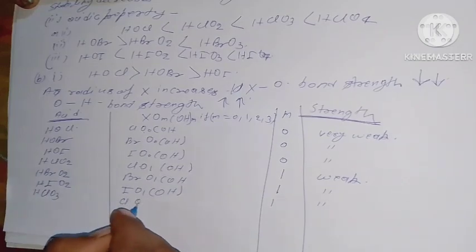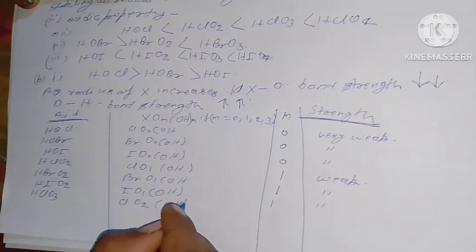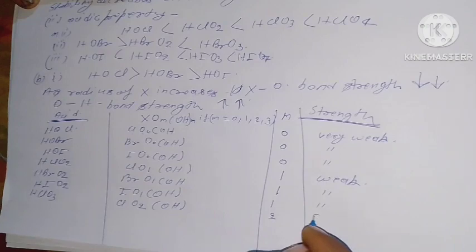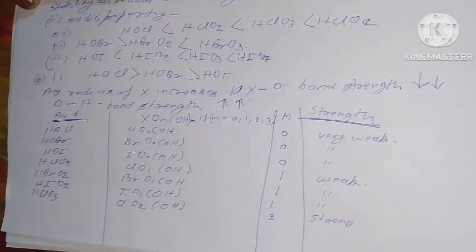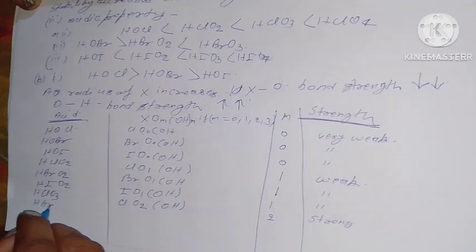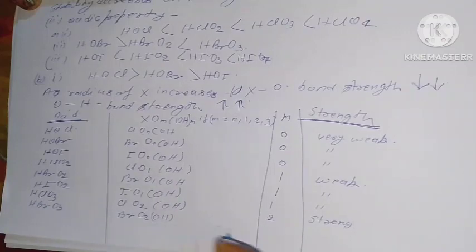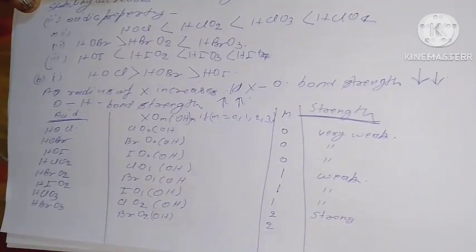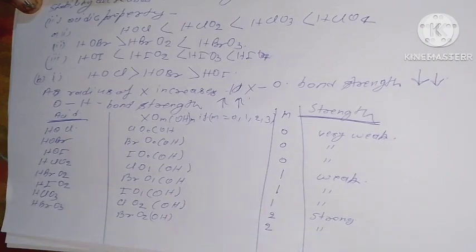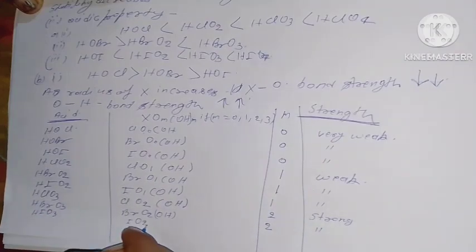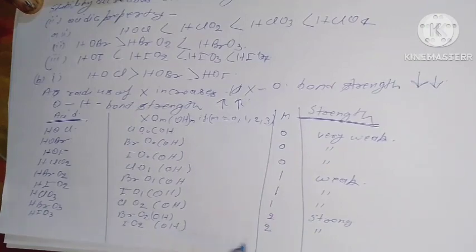And HClO3, that is ClO2OH, the value of M is 2. This is strong. And HBrO3, that is BrO2OH, the value of M is 2, and this is strong. And HIO3, that is IO2OH, the value of M is 2, that is strong.